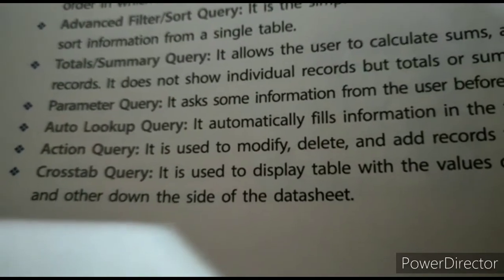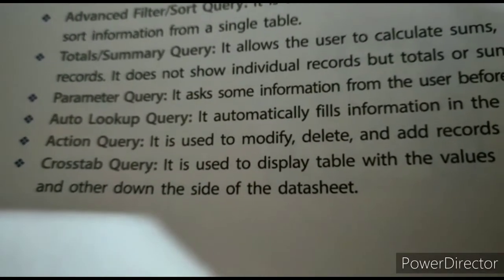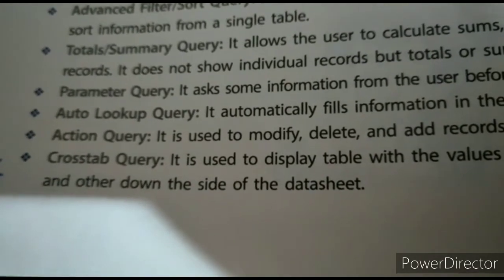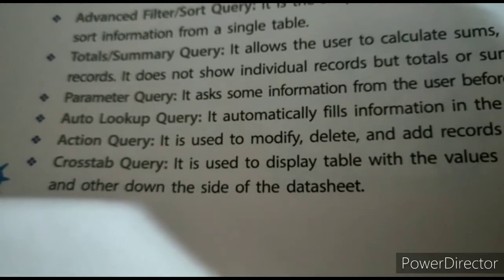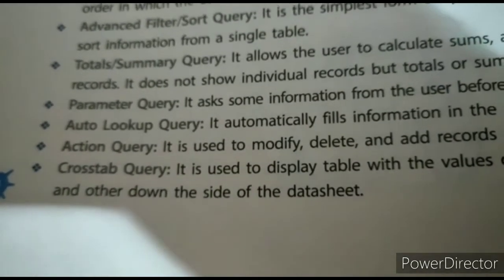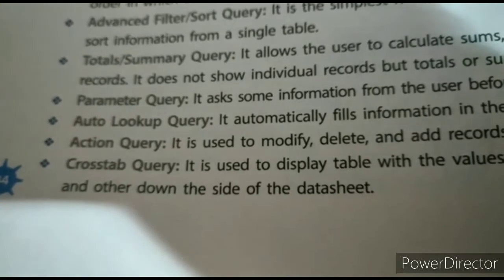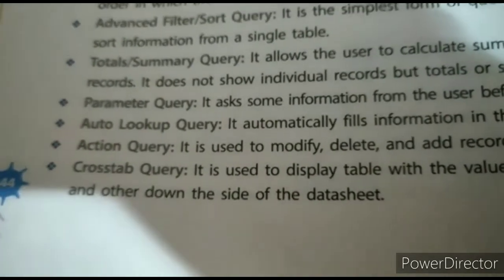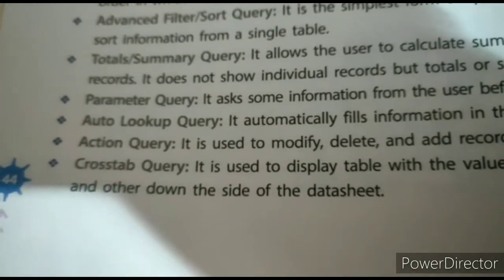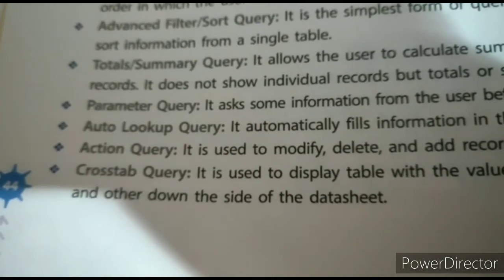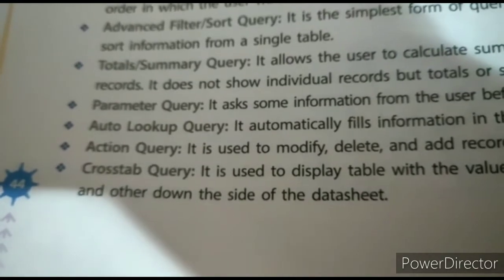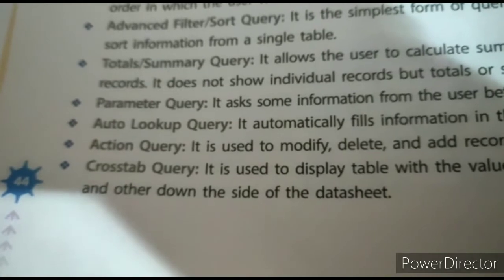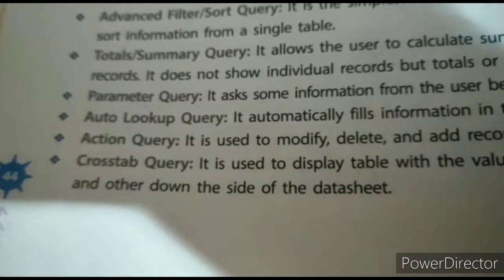After that, it comes the auto lookup query. In this, it asks for some information from the user before displaying the table data sheet, means if you enter any roll number, then all the entries of that roll number are filled automatically. Next, the action query. This is used to modify, delete or add records from one table to another.